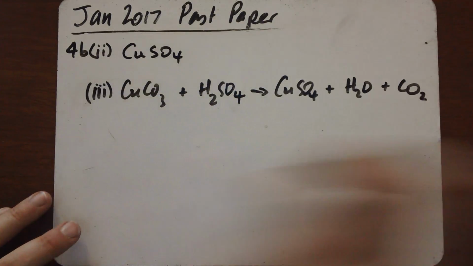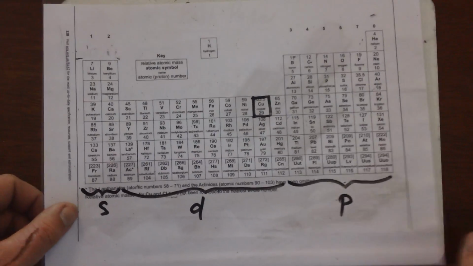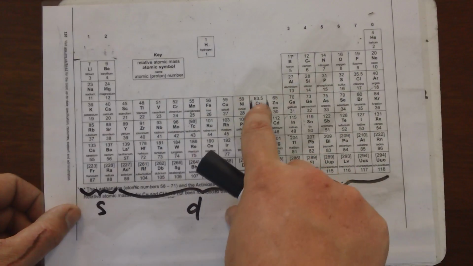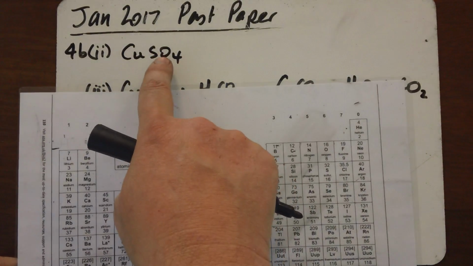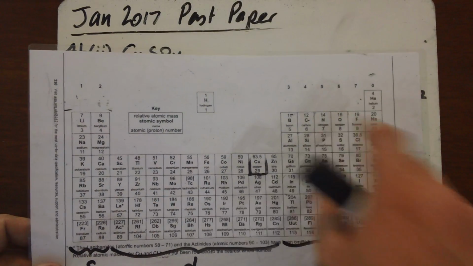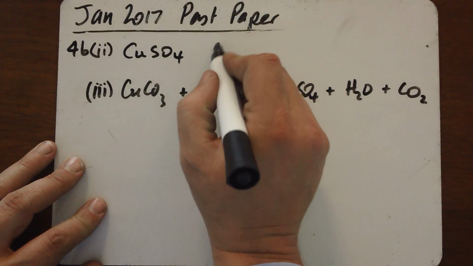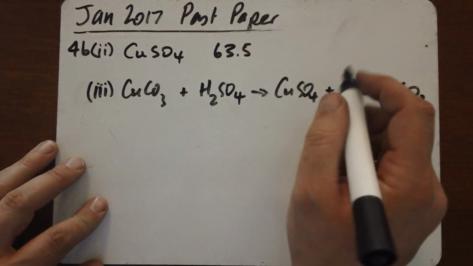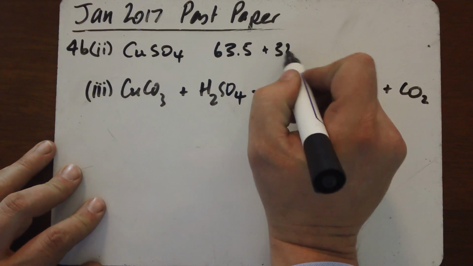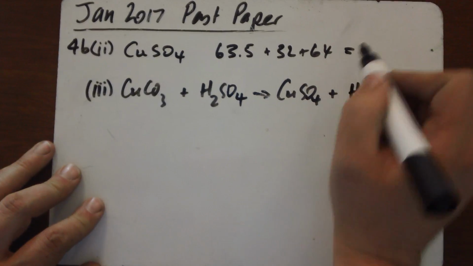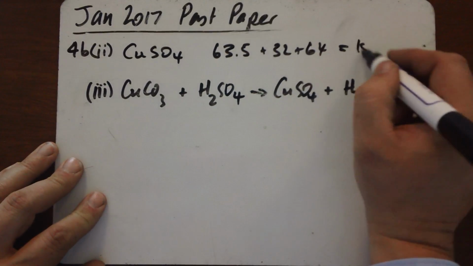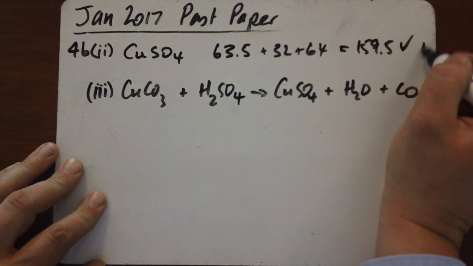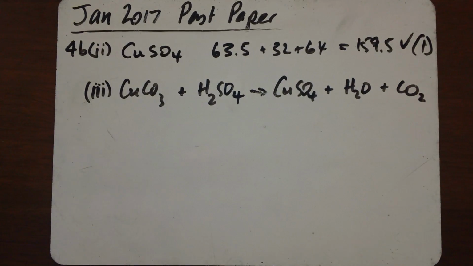So, use your periodic table, and you find copper, and it's about 63.5. Sulfur is 32, and then oxygen, and we've got 4 of them, 4 lots of 16. So then that's 63.5 plus 32 plus 64, and that equals 159.5. Nice easy point there.